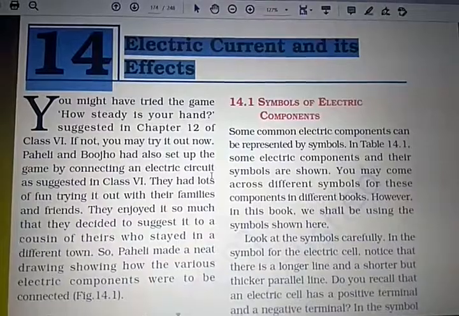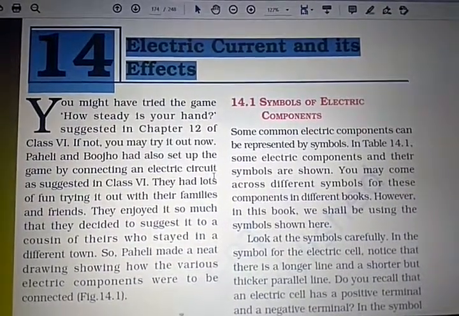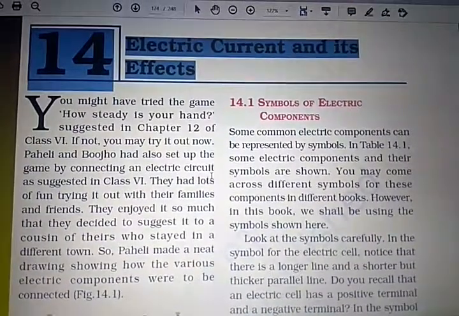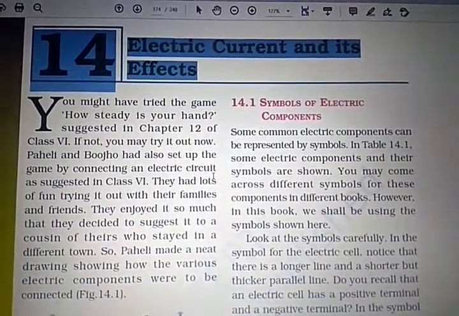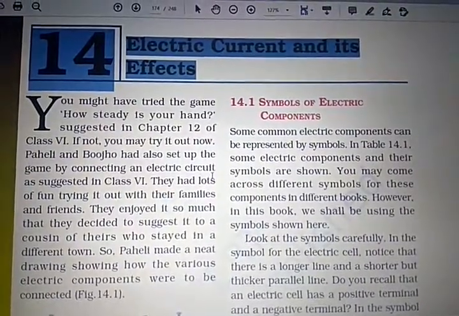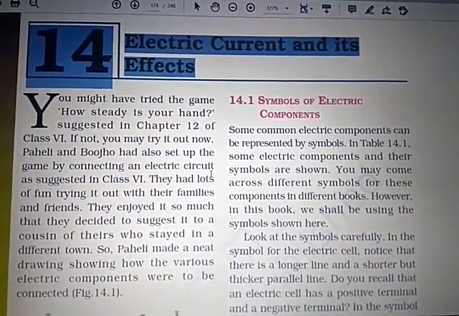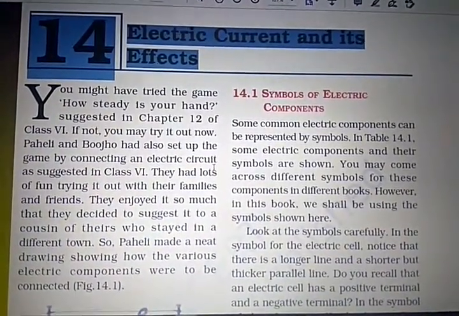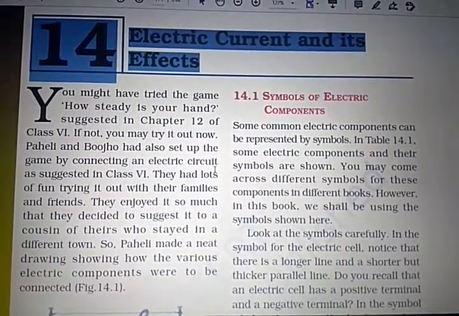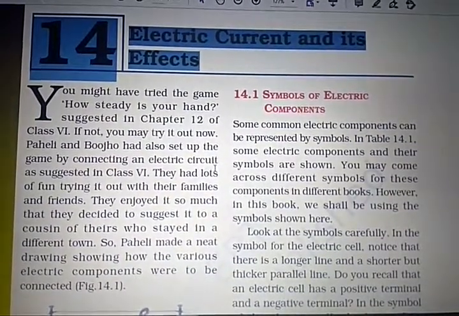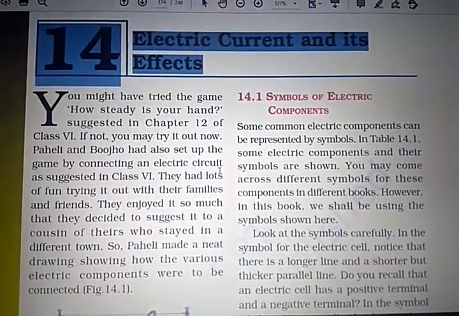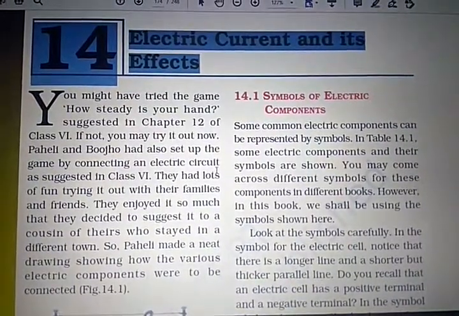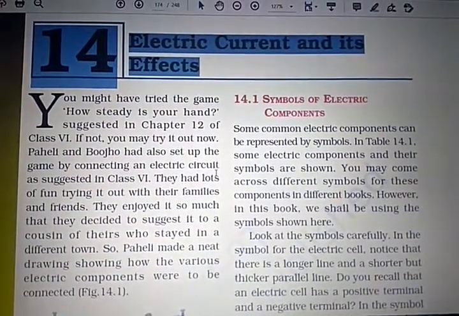Students, as you have seen in your previous standard, electric current and its circuits. Now the chapter name is changed a little bit, electric current and its effects. You must know, I think in your previous standard you have prepared small circuits. In those small circuits, what are the different components required to prepare the circuit?